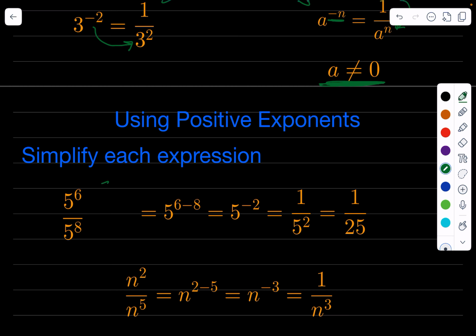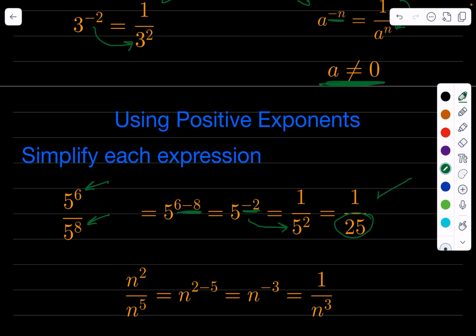We've got 5 to the 6th over 5 to the 8th. Our division rules say we subtract. 5 to the 6 minus 8 is negative 2. I have a negative exponent. I simplify that by moving it to the denominator. 5 times 5 is 25. Check.